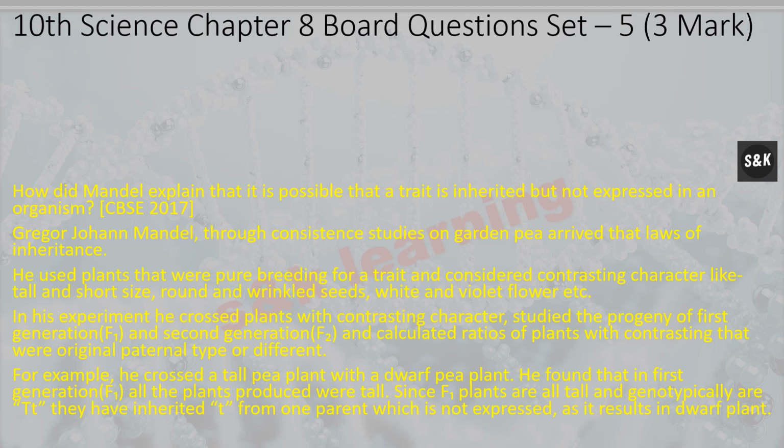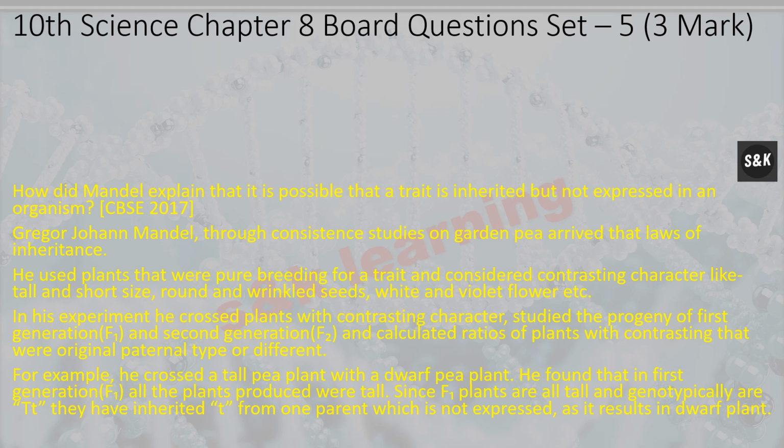How did Mendel explain that it is possible that a trait is inherited but not expressed in the organism? Gregor Johann Mendel, through consistent study on garden pea, arrived at the law of inheritance. He used plants that were pure breed for a trait and considered contrasting characters like tall and short size, round and wrinkled seed, white and violet flower, etc.